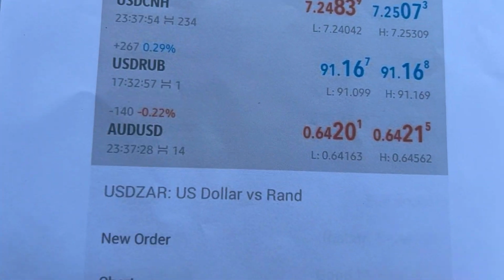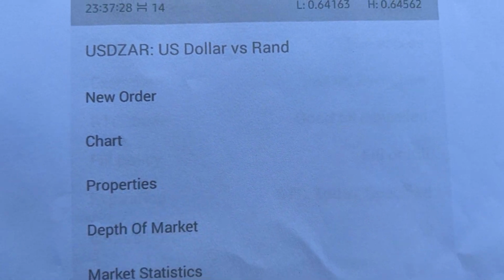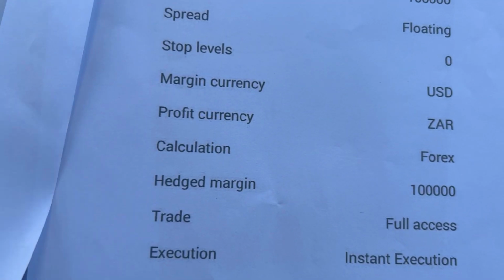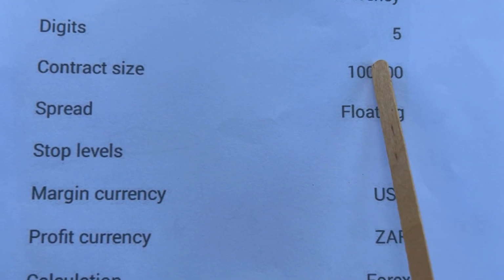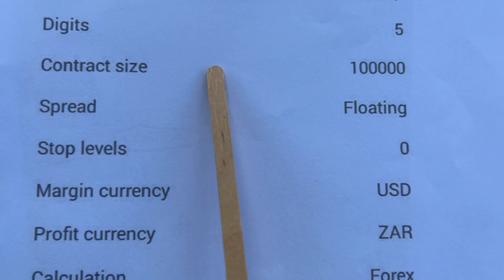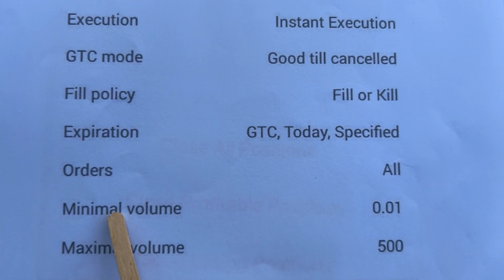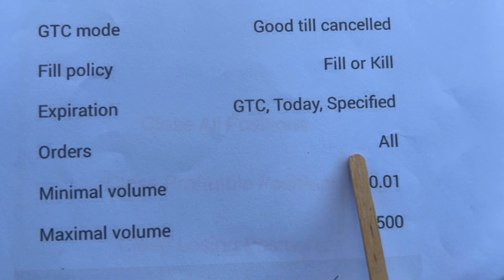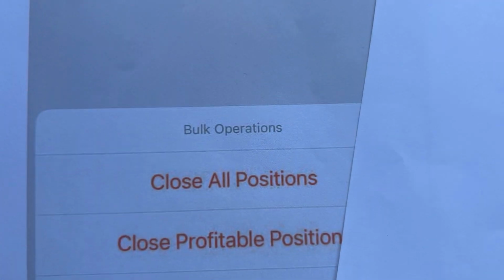You can go to Metatrader 5 very quickly, and then you're going to tap, maybe let's say, on USD ZAR. You're going to go to properties. Under properties, this is what you will see: the contract size, which is 100,000. I believe everybody can see the contract size here. Now, when you move down, we have a minimum volume of 0.01. So that's what we're going to use to do the calculations here.